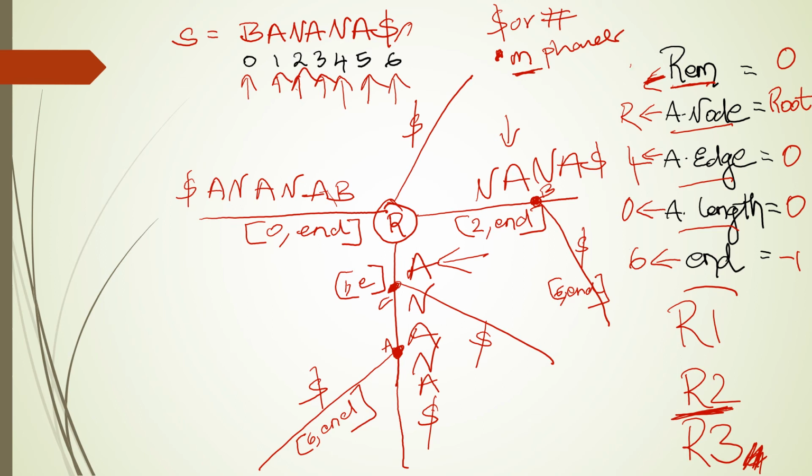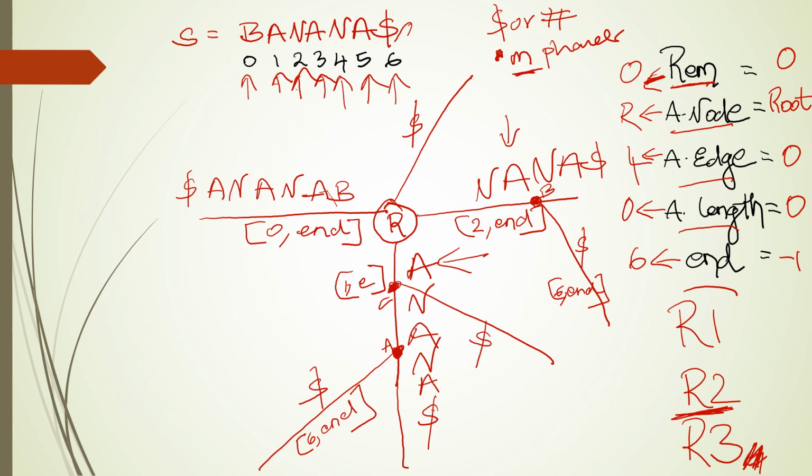We are making the remainder 0. This states we have no other suffixes remaining. All these we have done in the last phase. All 3 nodes are created in the last phase. I'll show you the suffix links now.